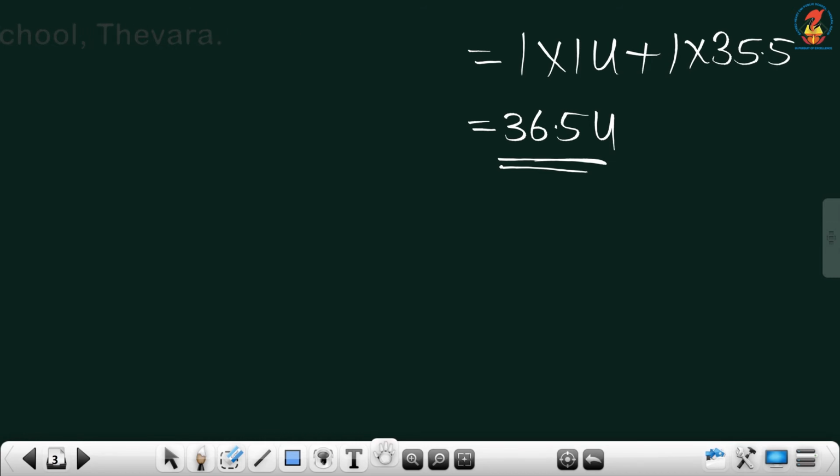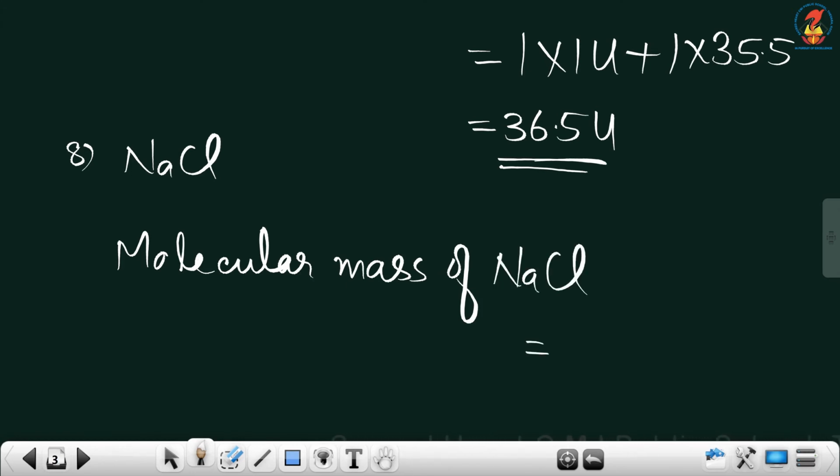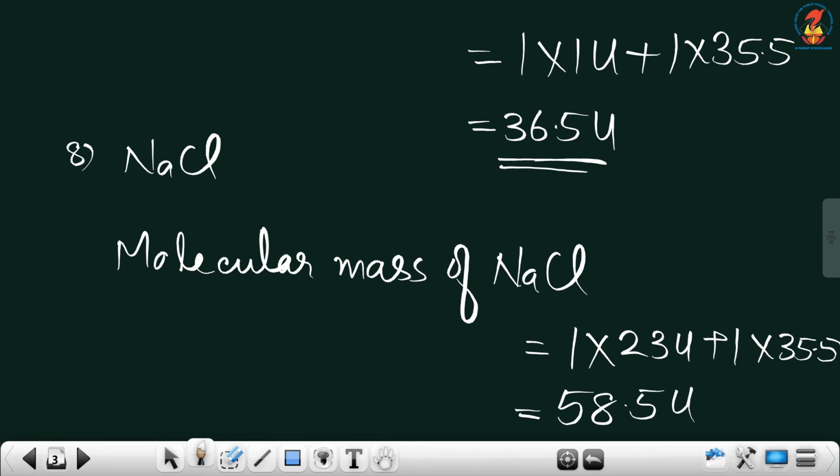Then sodium chloride, another example we can take, sodium chloride, NaCl. Molecular mass of NaCl is equal to Na, how many are there? Na 1 into 23U plus 1 into 35.5U, that is equal to, on adding what you will get there, it is 58.5U. Okay.